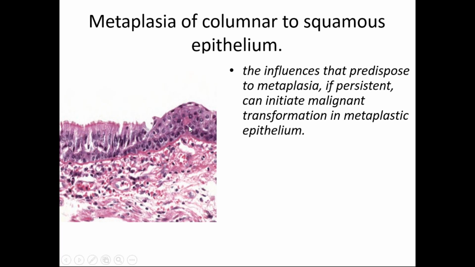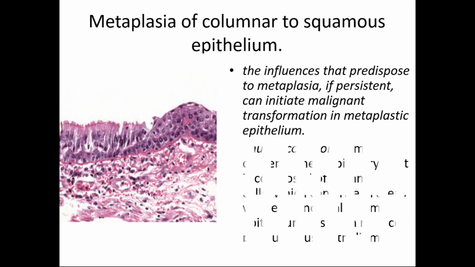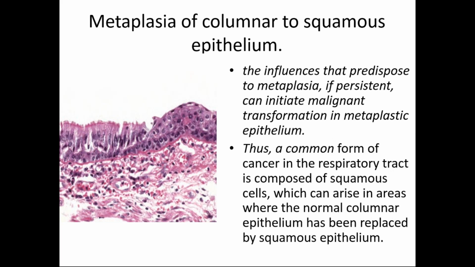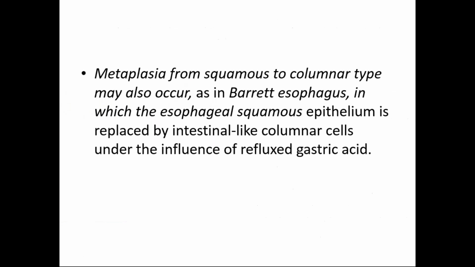The influences that predispose to metaplasia, if they persist continuously, can initiate malignant transformation in the metaplastic epithelium. Thus a common form of cancer in the respiratory tract is composed of squamous cells, which can arise in areas where the normal columnar epithelium has been replaced by squamous epithelium. So this is columnar epithelium which under stress is replaced by stratified squamous epithelium. But if the stress continues to be there, which is persistent, then malignancy can arise from this squamous epithelium. So this is a common form of malignancy in the lung.